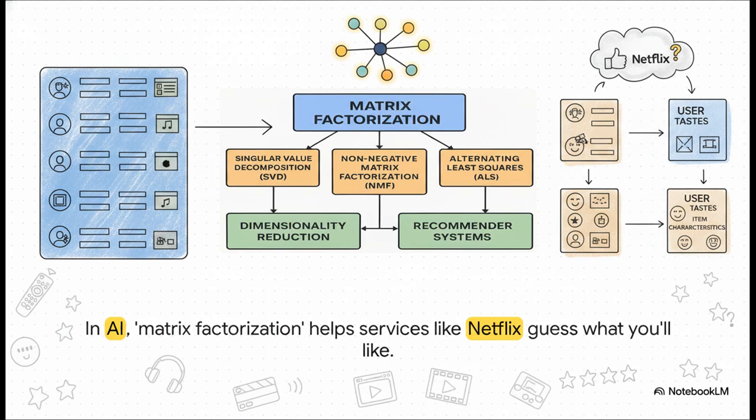There's this wild concept called matrix factorization, and it is literally the engine behind the recommendation systems you use every single day. The core idea is that it breaks down this giant, messy spreadsheet of all users and all items into two much smaller, simpler ones. One describes user tastes, the other describes item features. By multiplying them back together, services like Netflix and Spotify can make a really good guess about what you're going to want to watch or listen to next.